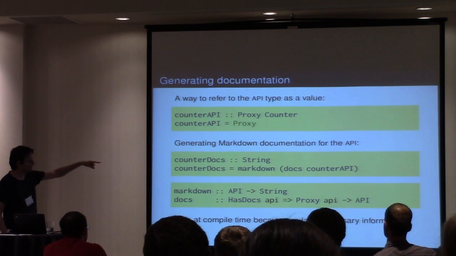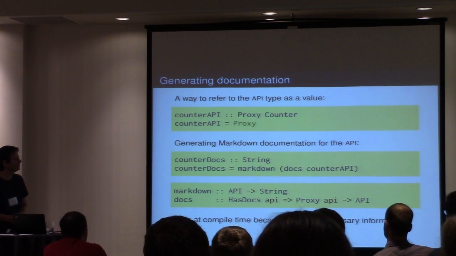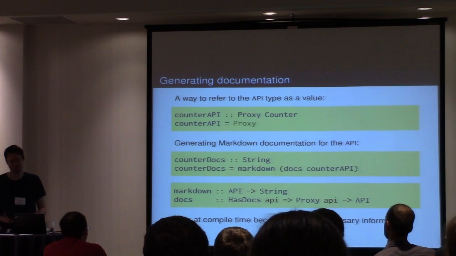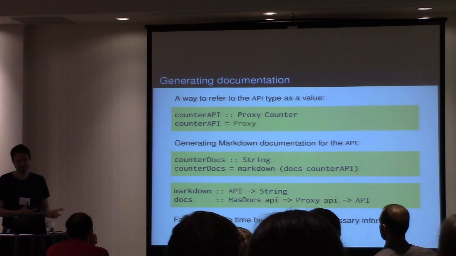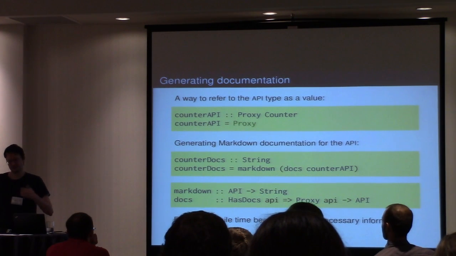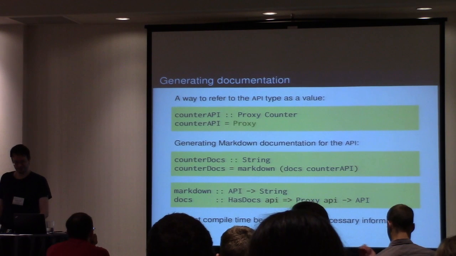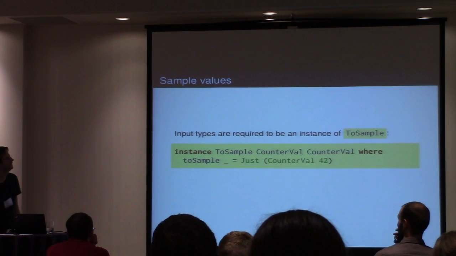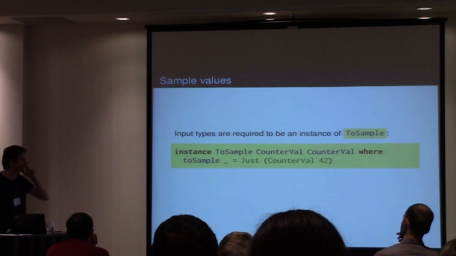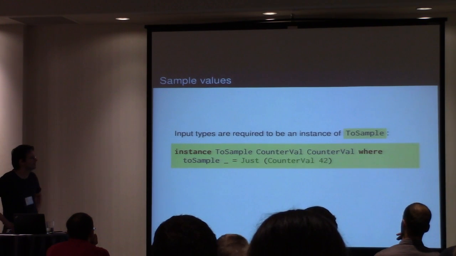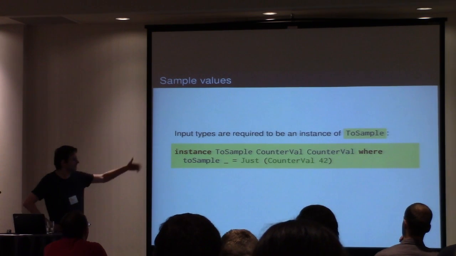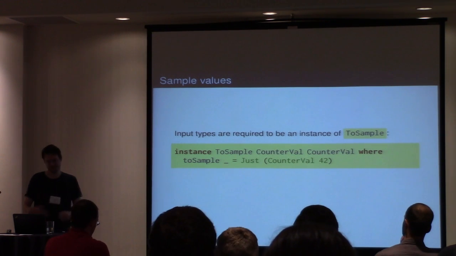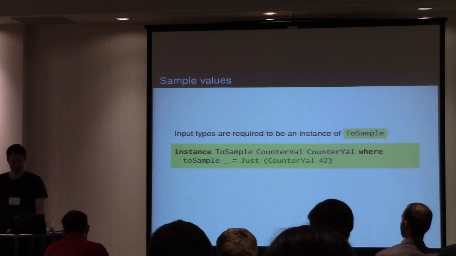So in this case, if you try this, that actually fails at compile time because we still lack necessary information in order to generate documentation. And in particular, what Servant requires you to do is, if you have an API that has inputs and outputs, it needs to know how to compute sample input and output values so that it can use them in the documentation. So in our case, we need to make counterval an instance of toSample and just say, oh, this is a potential value of the counterval type, but you could give a slightly different definition there.